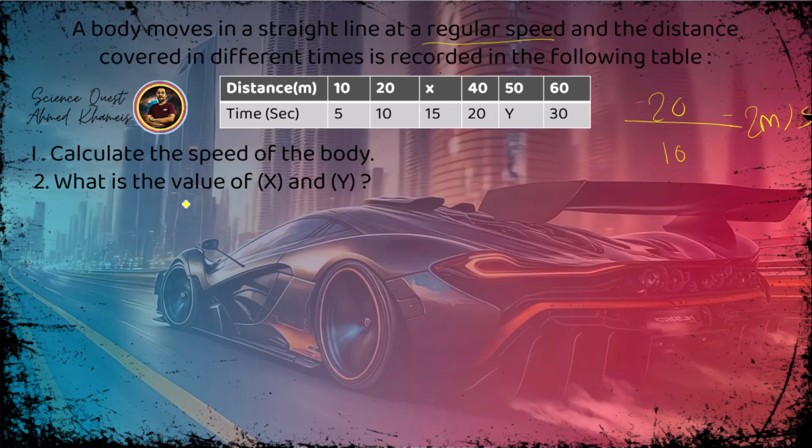And what is the value of x and y? So first 5 seconds: each 5 seconds he covered 10 meters. So 10 meters, 20 meters, 30 meters. So x will equal 30. And the equal amount of time, 5 seconds, 5 seconds, 5 seconds, 5 seconds. So y will equal 25.